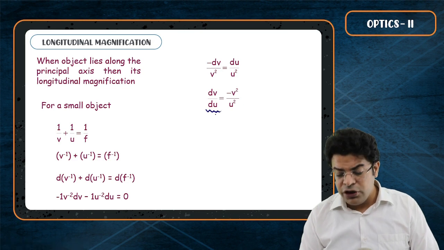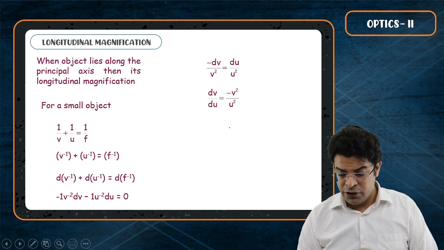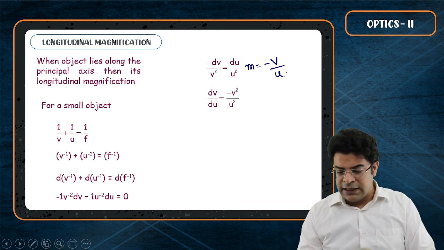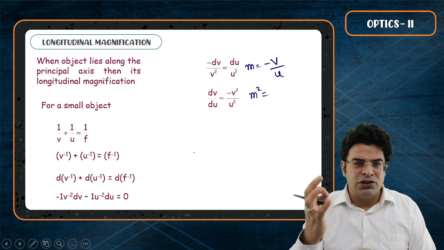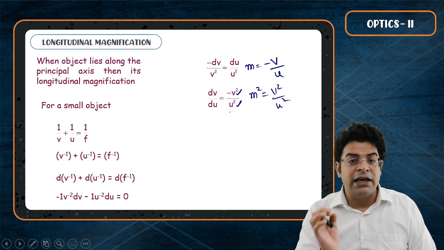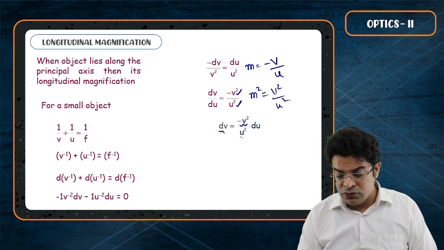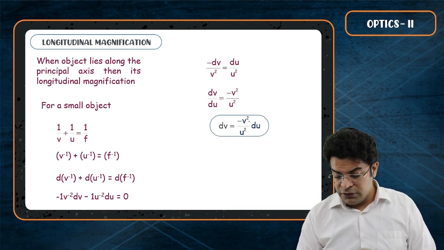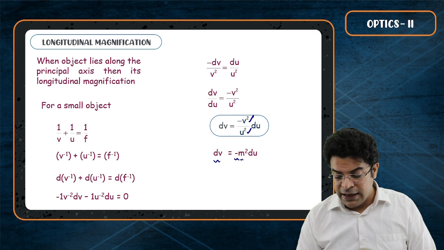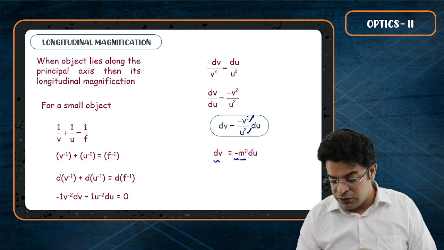So you will say that the longitudinal magnification dv by du will be nothing but minus of v square by u square. Now we know that the magnification equals to minus v by u. So if I square it both the sides, I will get the magnification square equals to minus v by u whole square. Minus a square becomes plus v square by u square. So in place of this v square by u square, I can even write magnification whole square. So we get dv by du equals to minus v square by u square. In place of this v square by u square, you can write magnification square. So you will write dv equals to minus times the magnification, which magnification? The lateral magnification, the transverse magnification whole square into du.